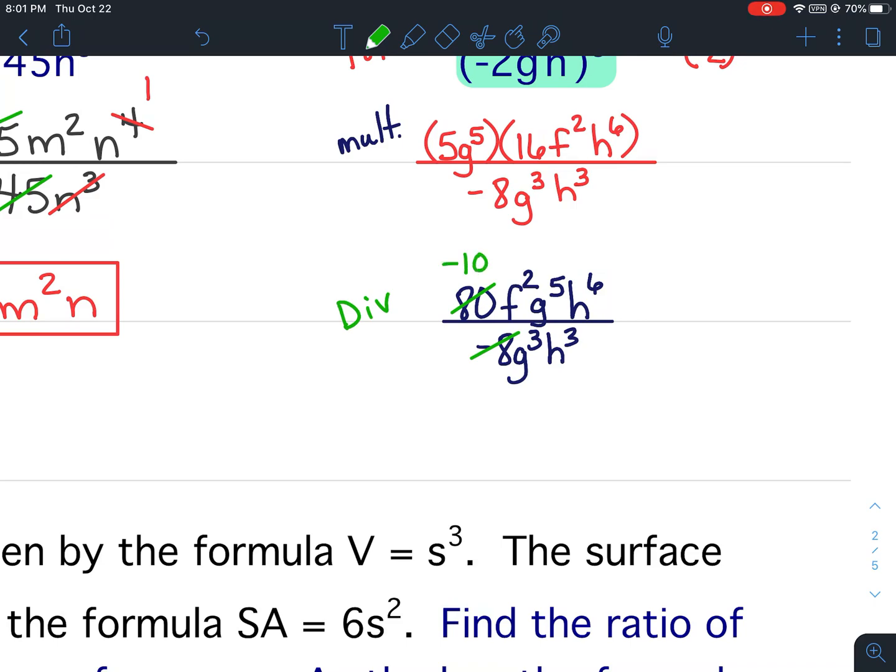There's no f in the denominator, so I move on to my g terms. G cubed is the smaller term. Cross that out. 5 minus 3 is 2. H cubed is the smaller term. 6 minus 3 is 3.